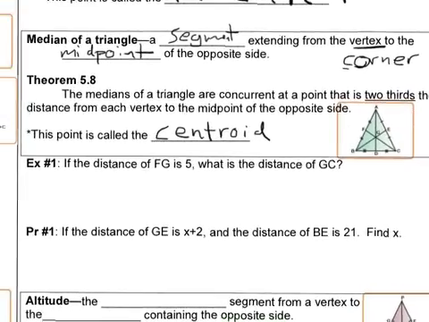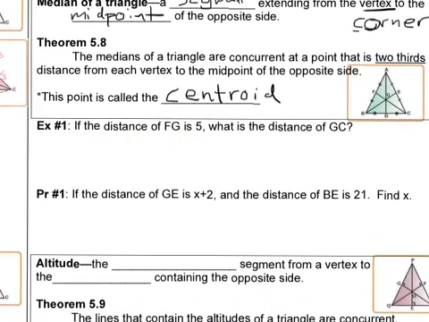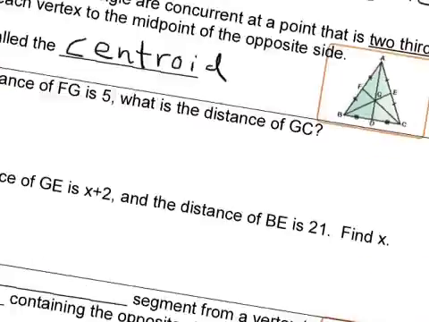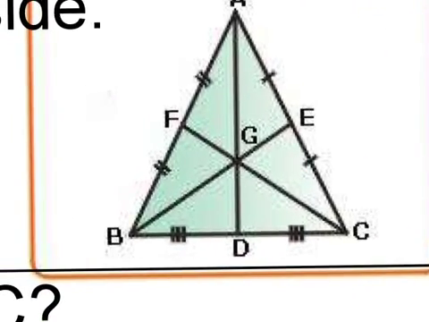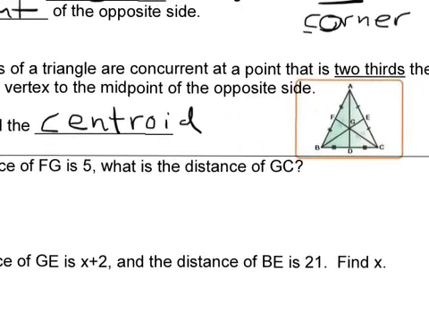Okay. For example, it says, if the distance of FG is 5, what is the distance of GC? Okay, so let's zoom in here and mark some stuff down. Alright. It said that FG was 5. Let's put a little 5 here. And we're supposed to figure out what GC is. Well, think about it. If this is the 2/3 part, and this is the 1/3 part, and 1/3 is 5, that means that 2/3 is 10. And there we found GC. So I could go down here, and I could say that GC must be 10. Okay. Alright, well, let's erase that, and let's give it a little bit tougher question now.